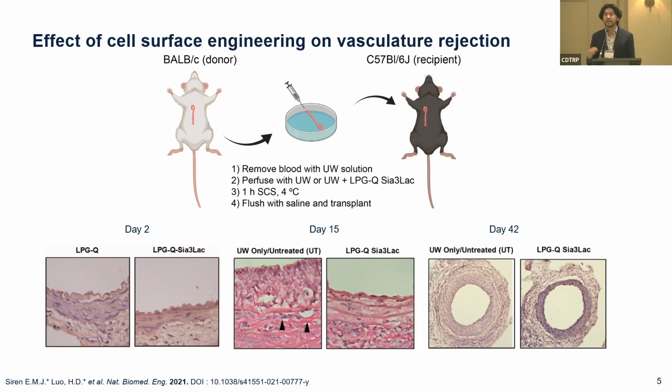We tested it at 3 time points, day 2, day 15, and day 42, to see different time progressions of the damage and to see if we were able to make any difference in the prevention of rejection score or tissue damage, because this is a transient coating.